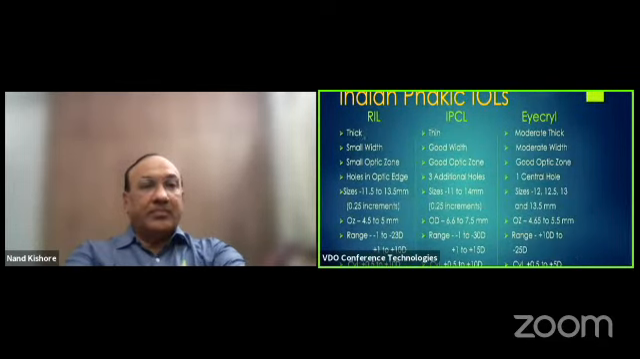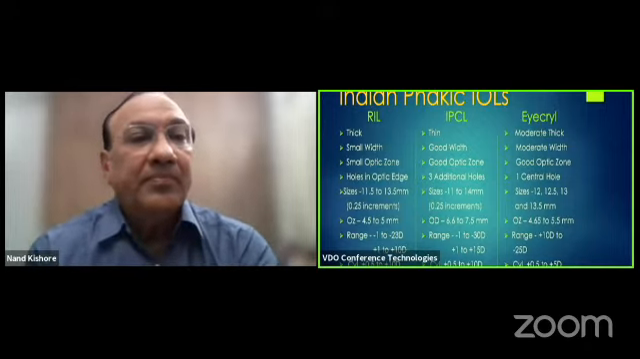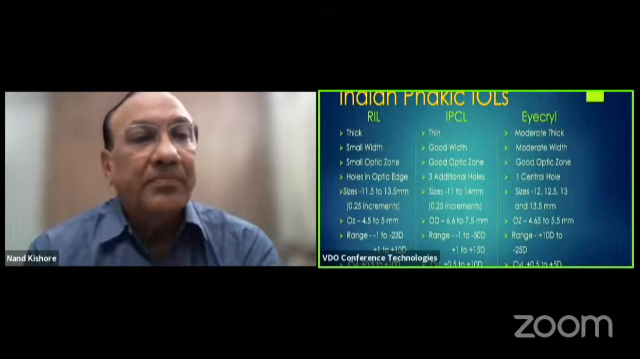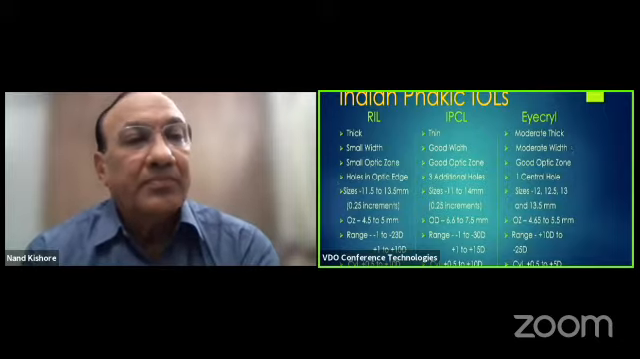Upper lens is thick, IPCL is thin, ICL is moderately thick. The upper lens has a small width and small optical zone. IPCL has good width and good optical zone, and ICL lens is of moderate width with good optic zone. And we can see there are various sizes available.